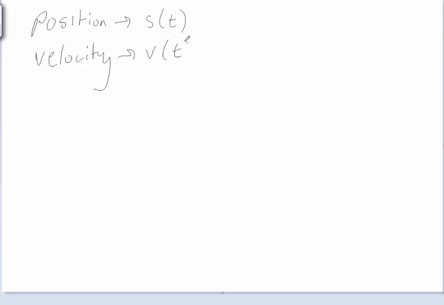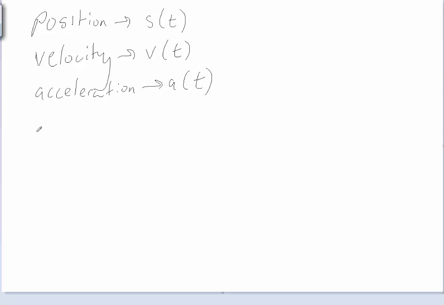So let's look at the relationship between position, the actual function s of t, velocity, v of t, and acceleration, which we'll call a of t.